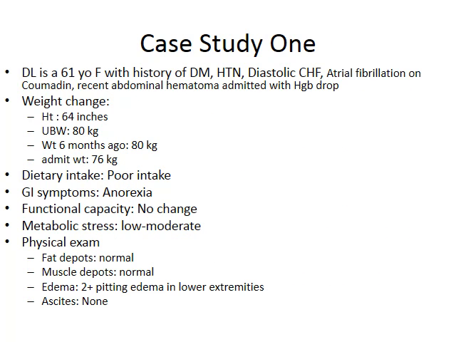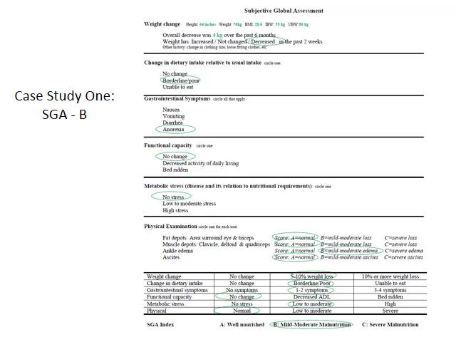Let's start by reviewing a case study. DL is a 61-year-old female with a history of diabetes, hypertension, CHF, AFib on Coumadin, admitted with an abdominal hematoma and a decrease in hemoglobin. She's had a significant weight change in the past 6 months with a history of poor intake, anorexia. She's had no change in physical capacity. Her physical exam reveals normal fat and muscle with the presence of edema. Based on each of the components of the SGA, the patient is assigned an overall score of B.